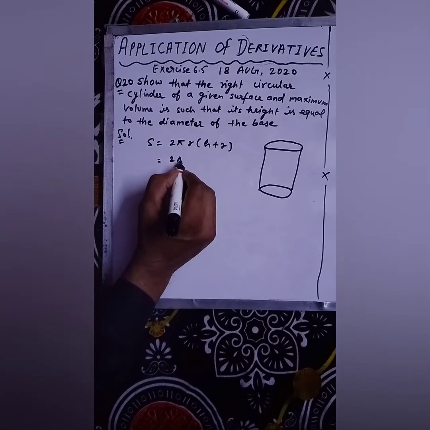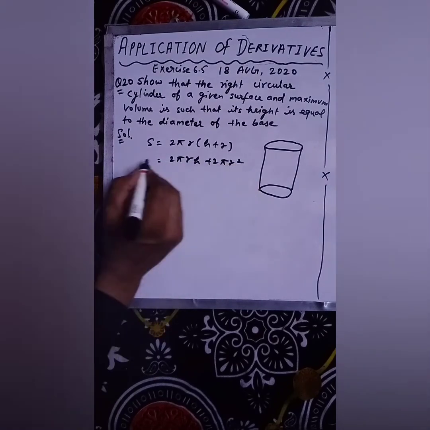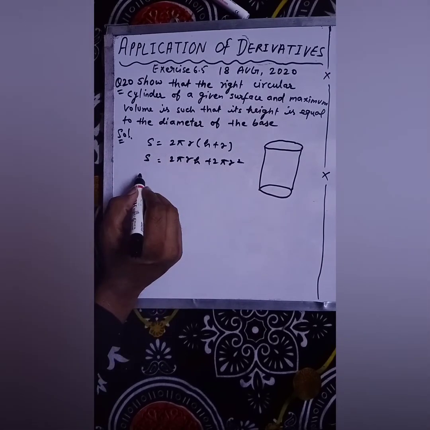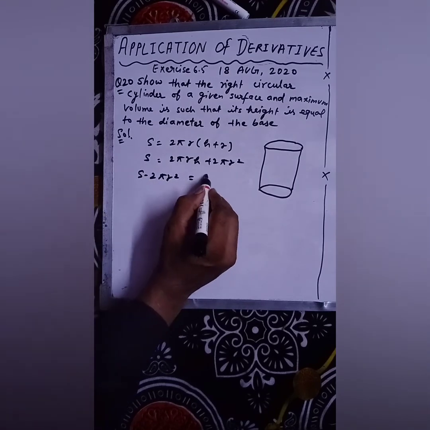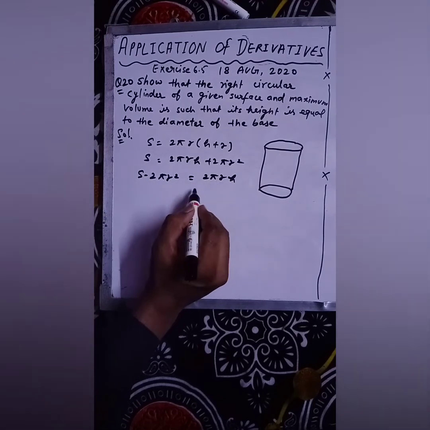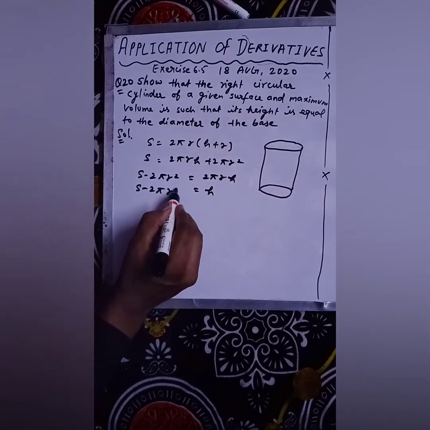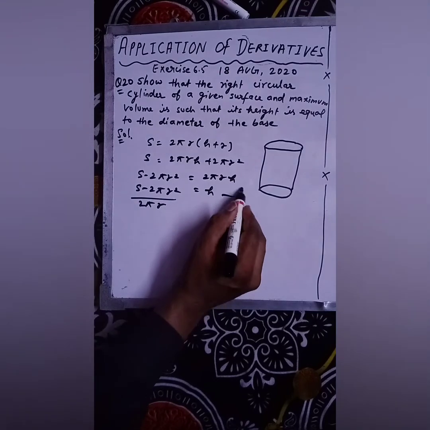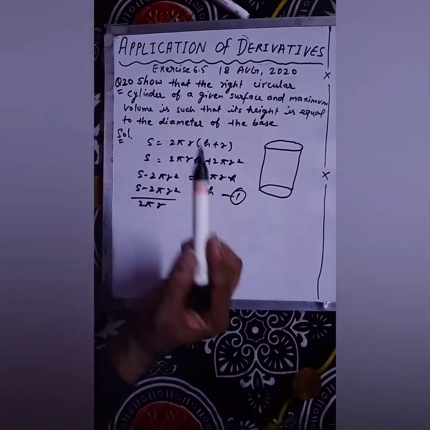So when you insert this, your S would be like this. You have to shift this here: S minus 2 pi r square equals 2 pi r h, and your h would be (S minus 2 pi r square) over 2 pi r. So this is your equation number 1. And we have to prove that its volume is maximum.